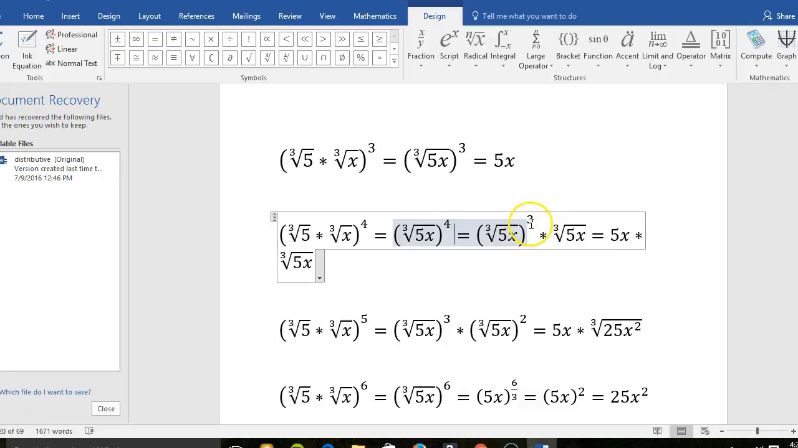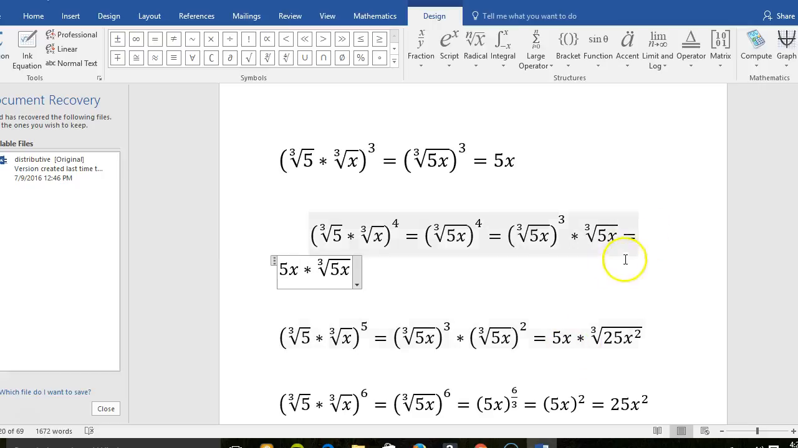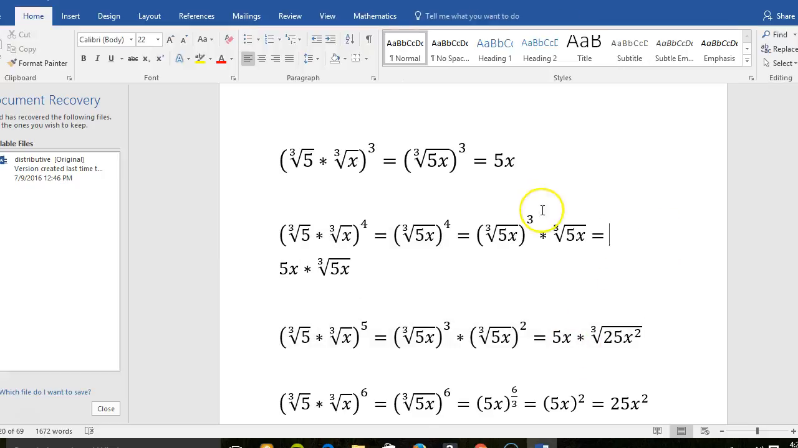But now the cube root and cube kill each other, and you're just left with 5x. Let me bring that down. So our final answer is just the 5x that came out, because the cube root cubed is just the 5x itself. So we get 5x itself times the cube root of 5x. Now that won't change. This guy stays, this is just copy and paste. So there's that.